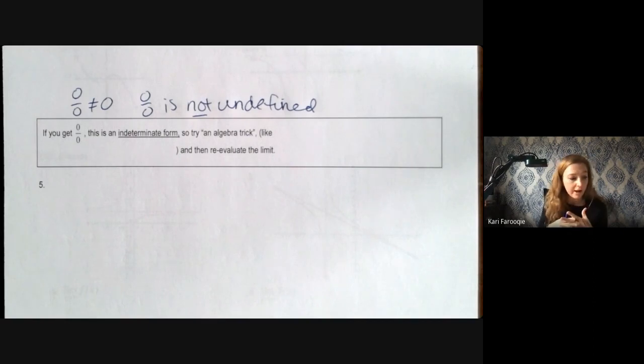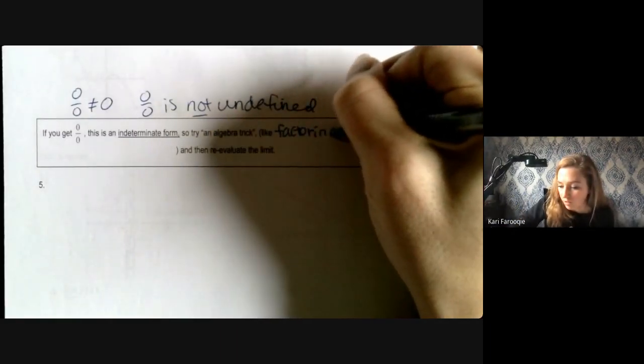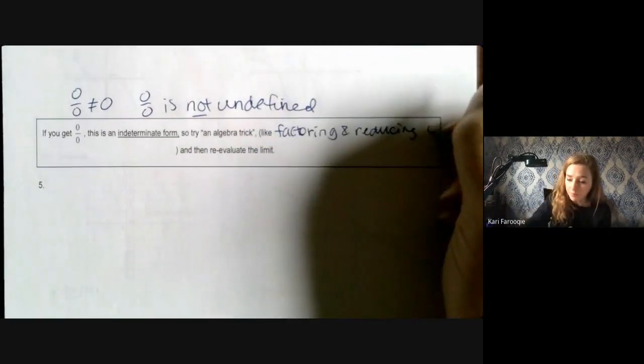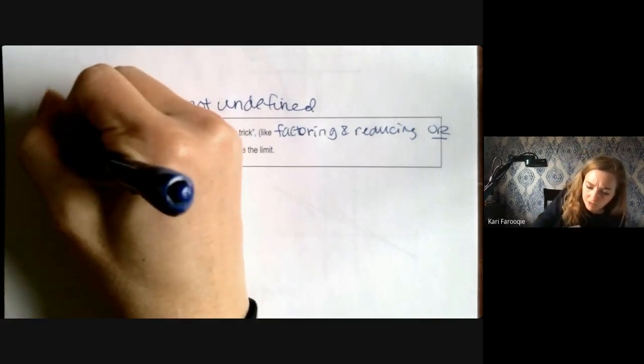So you're going to try an algebra trick like factoring and reducing. That's the best kind. Or rationalizing the numerator or denominator and reducing. I know that sounds awful to you, but it's not that bad.